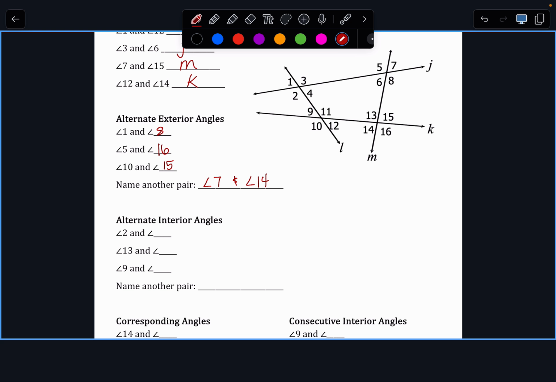Okay. Alternate interior angles. Here's angle 2. Who's its alternate interior angle? 11. Here's angle 13. 2 different answers work for this one. What are they? 8 or 12. I'm going to choose 8 because that's less movement of my hand. Okay. Here is angle 9. Angle 4. Okay, write down another pair.